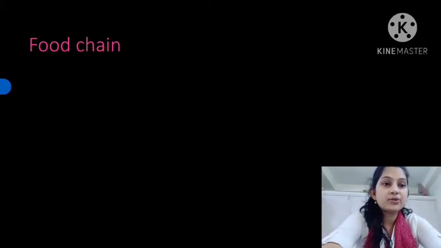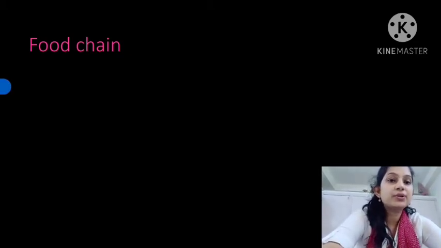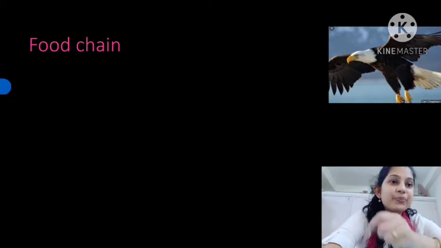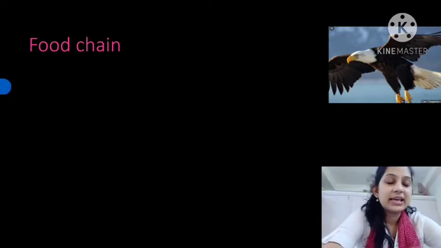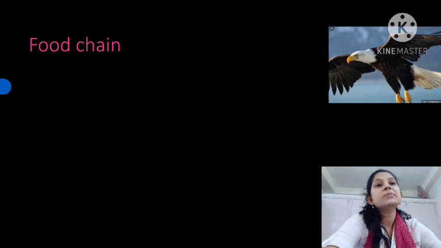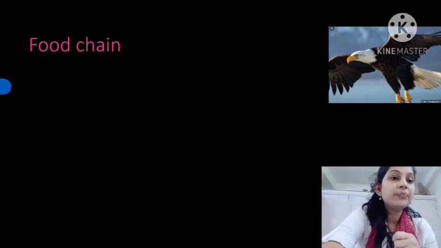So what actually is a food chain? Before that, let me show you something here. Let us start like this, so it will be very easy for you. What is this picture? Yes, it is an eagle. And if I ask you, what does an eagle eat? You can give me a variety of answers.